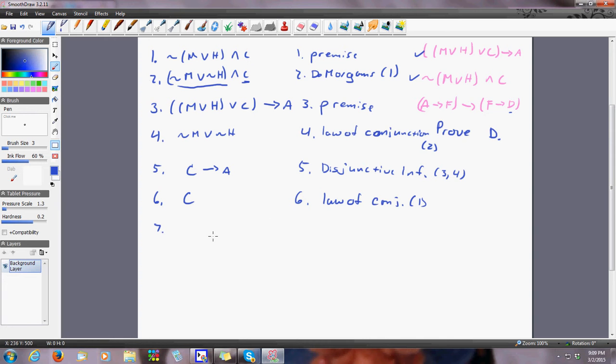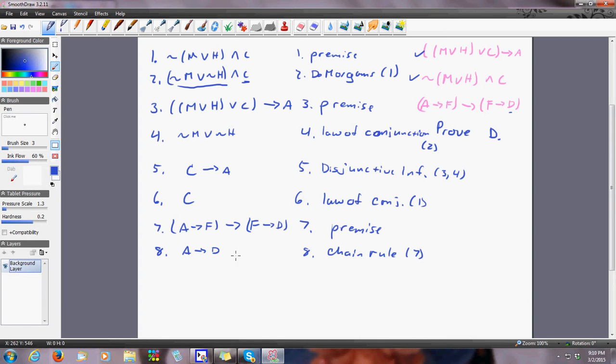Now, number 7, I'm going to say A implies F implies D. This is kind of a weird one. I don't know why they have it like that, but if A implies F implies D, then, well, that's a premise. I don't know why. It's kind of a weird chain rule. You can just say A implies D, and I'm going to say chain rule on 7, which really doesn't make too much sense.